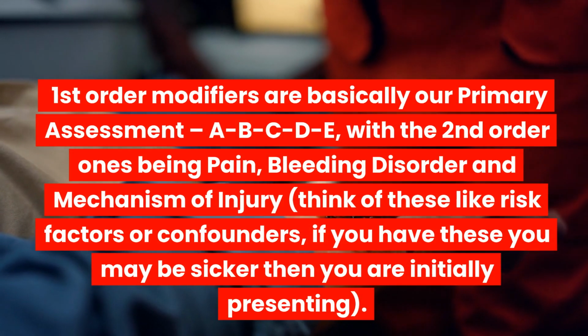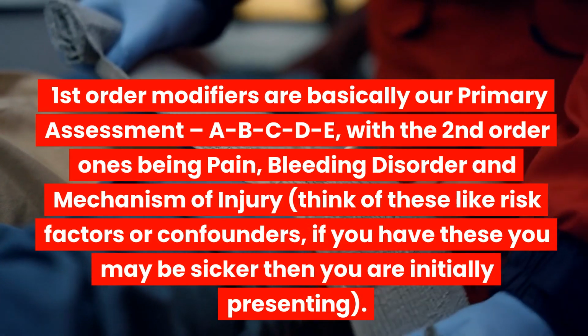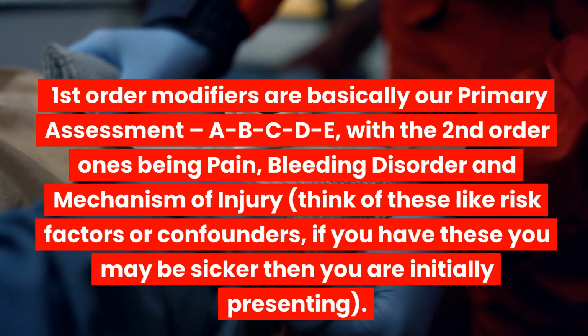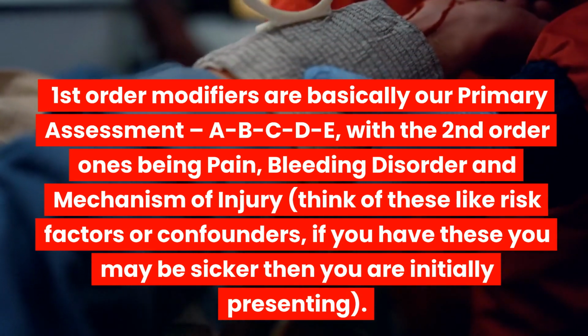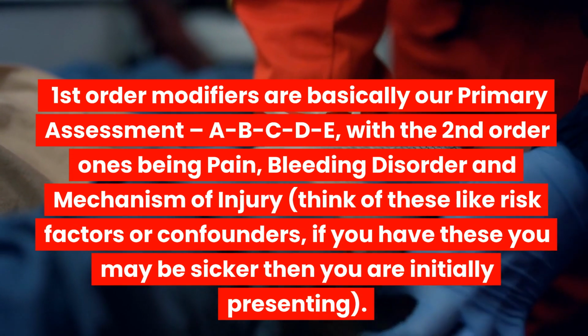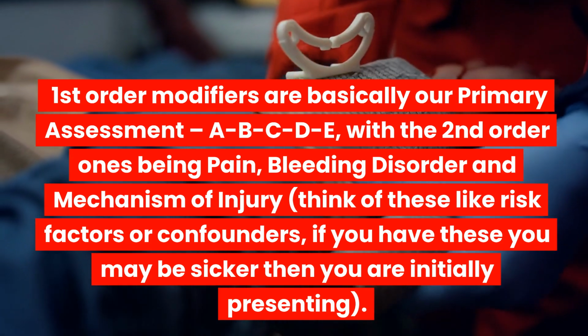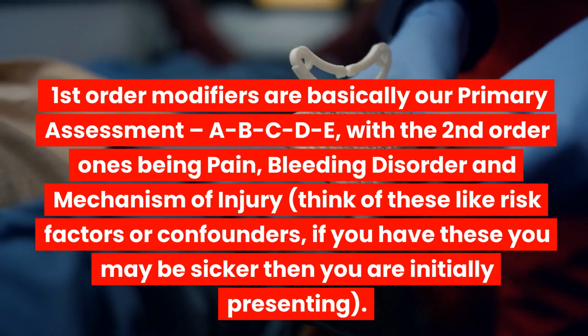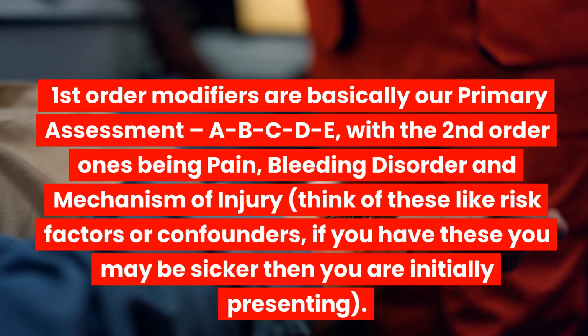First order modifiers are basically our primary assessment, A, B, C, D, and E, with the second order ones being pain, bleeding disorder, and mechanism of injury. Think of things like risk factors or confounders. If you have any of these, you may be sicker than you're initially presenting.